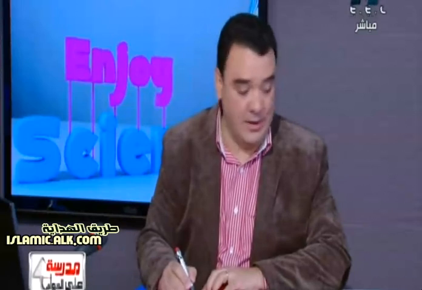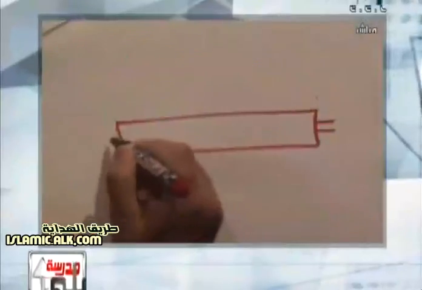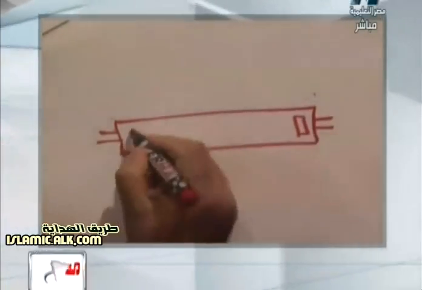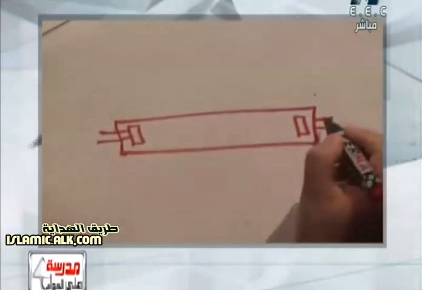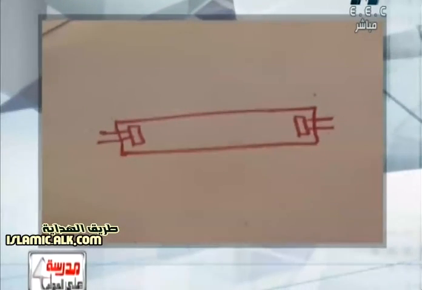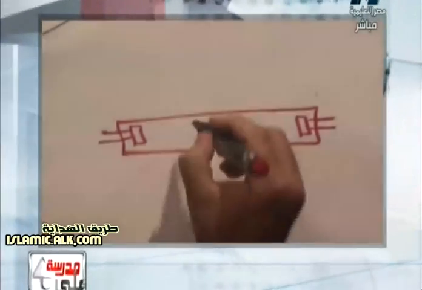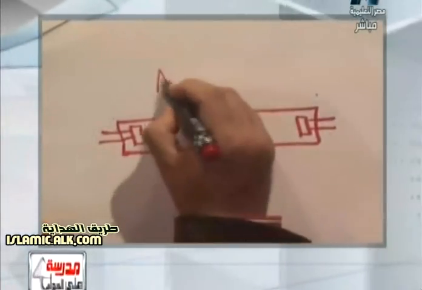A fluorescent lamp is a glass tube like this. It has 2 points of connection at each tip. And also I have 2 filaments, not only one, and both of them are connected to the 2 points of connection. And also I have inert gas like argon gas.